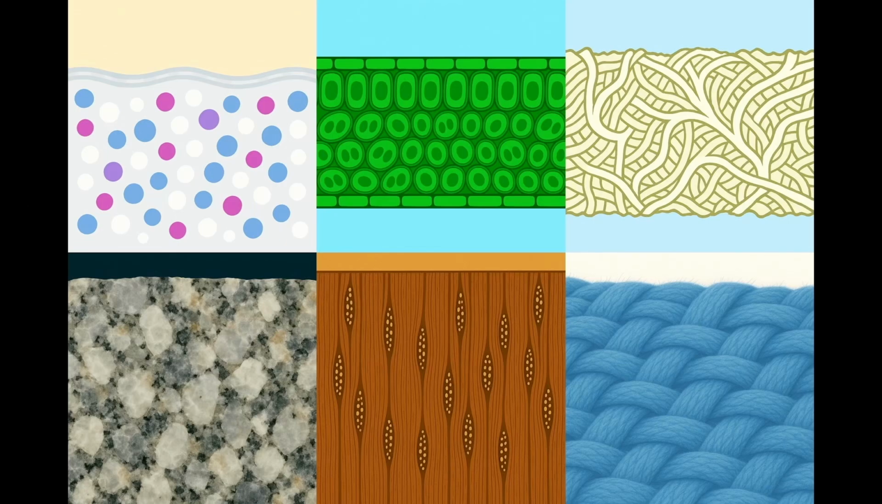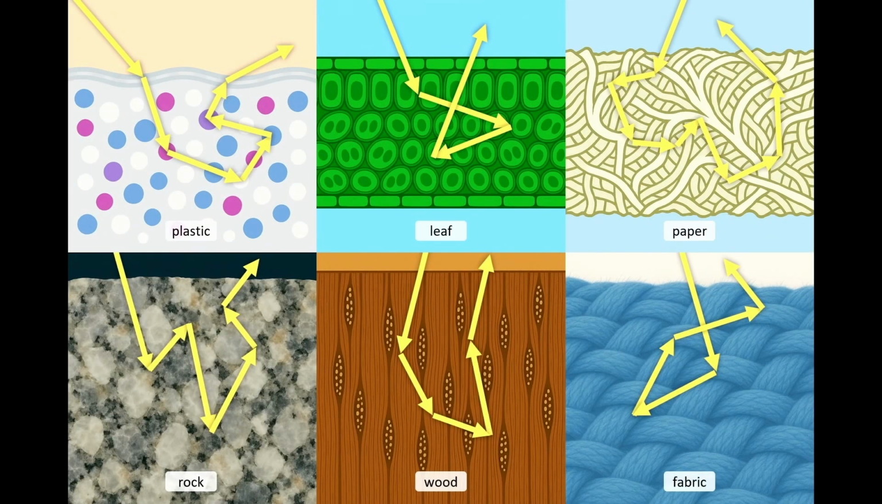The underlying mechanism of diffuse reflection is a little different for different types of materials, but in general it comes from small-scale local subsurface scattering. So if we look at all these different materials, you can see that, for plastic, the subsurface scattering is coming from these pigment particles suspended in the plastic. In a leaf, it might be coming from scattering from cellular structures. In paper, it's coming from scattering from these fibers.